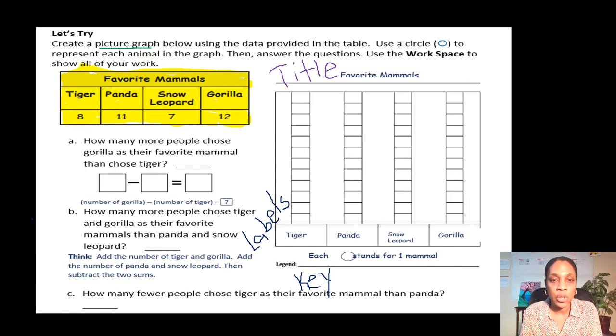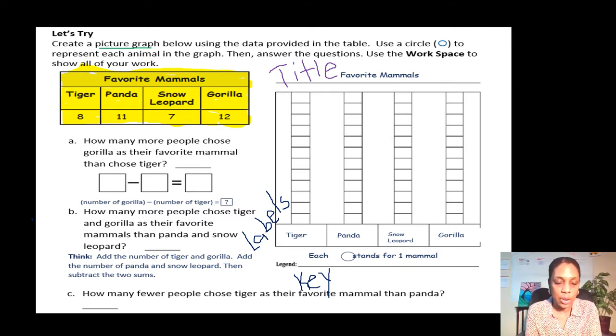In order to make a picture graph, we see that there are 3 things that we have to know. There's a title. The title is called Favorite Mammals. There are labels. You have to have labels: tiger, panda, snow leopard, gorillas. Those are my labels. You have to have a legend or a key. The key or the legend tells you what picture you're using and how much the picture is worth, whether you count by 5s, 10s, 1s, whatever. In this one, we're using a circle as our picture, and we're counting by 1s.